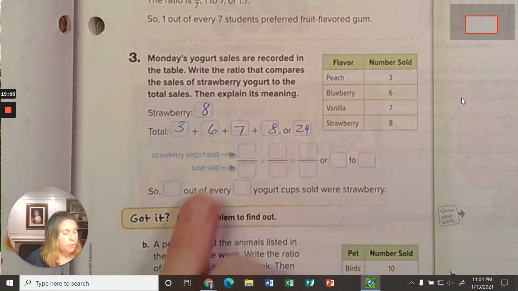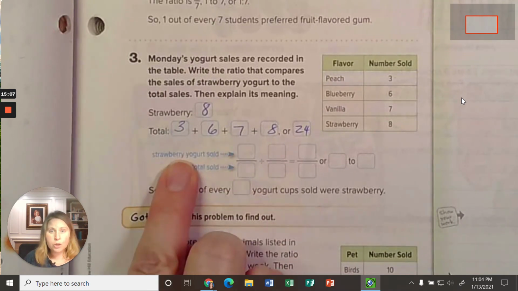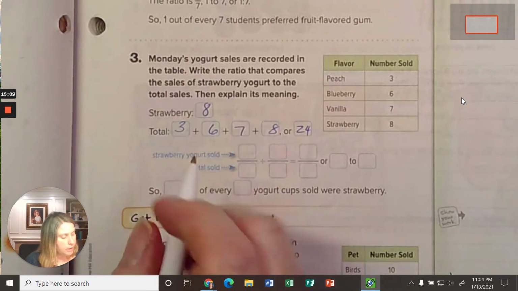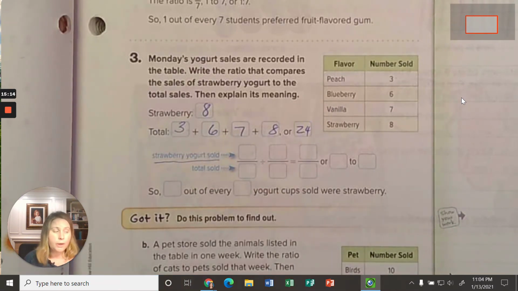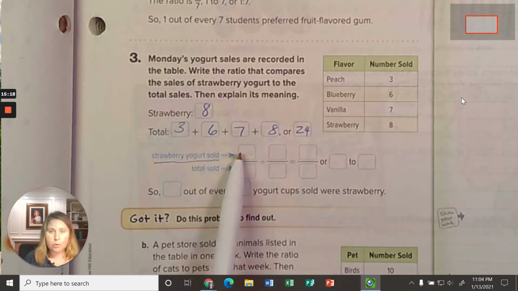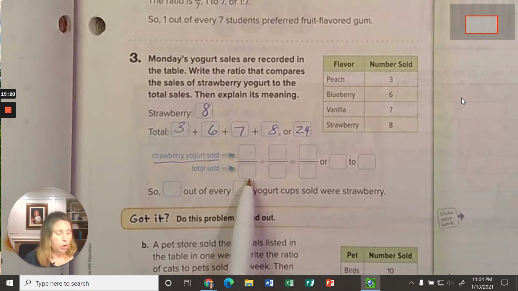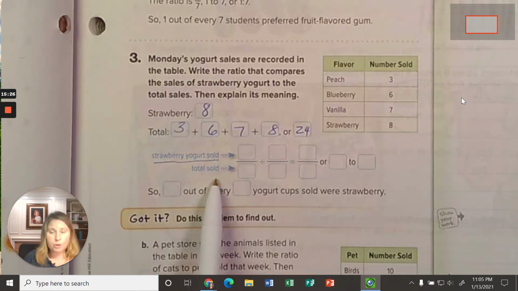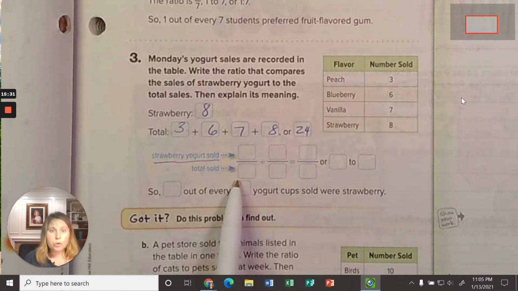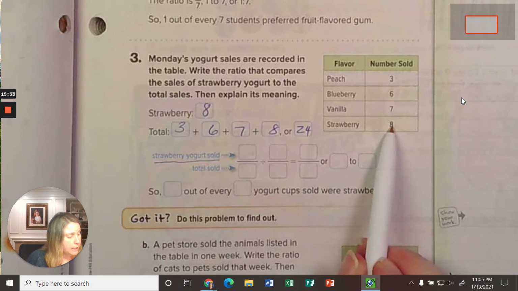Now we want to look at the ratio strawberry to total, and I think it's always a good idea to write this down just like they did in this example, so when you're setting up the different ratios, you can remember the top number is always strawberry, the bottom number is always total. I require you to label what is what. You always want to label your categories when you're organizing data. So the number of strawberry items sold was 8 out of 24.